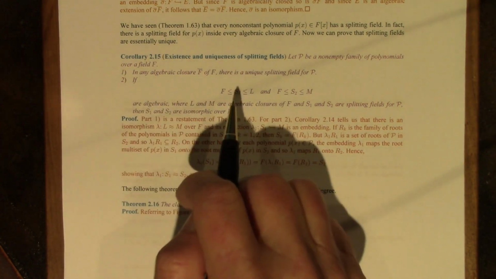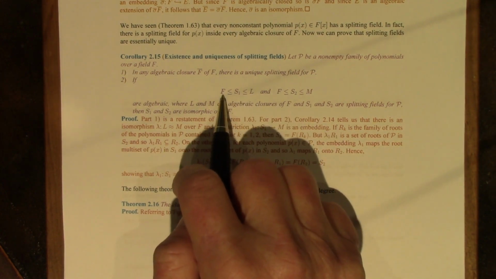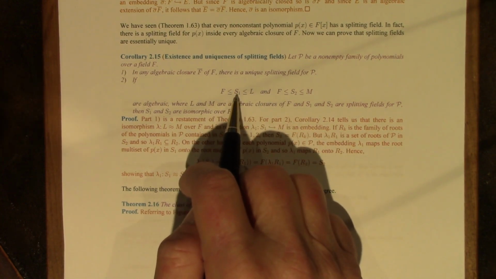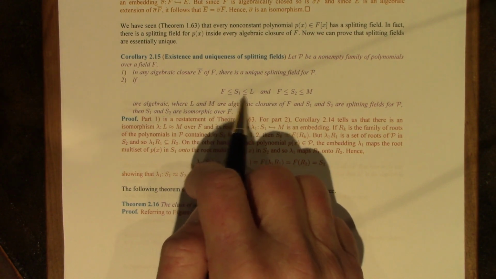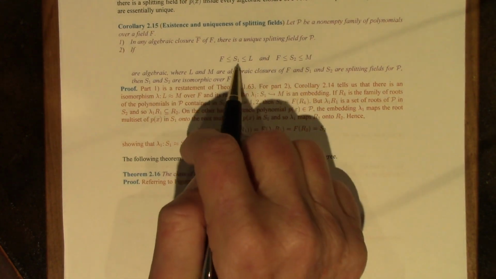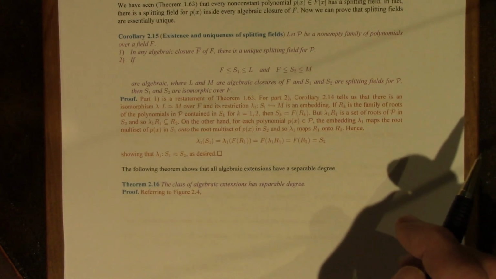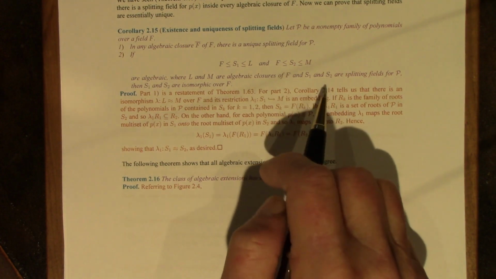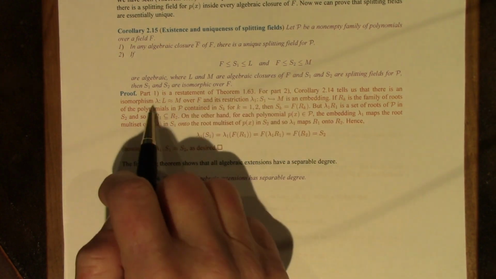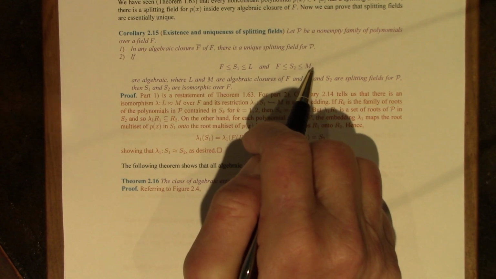Part 2 here says that if we have two algebraic closures of F, L and M, inside there are unique splitting fields, S1 and S2, then S1 and S2 are isomorphic. Well, we do know from the result we just proved that there is an isomorphism lambda between the two algebraic closures of F.